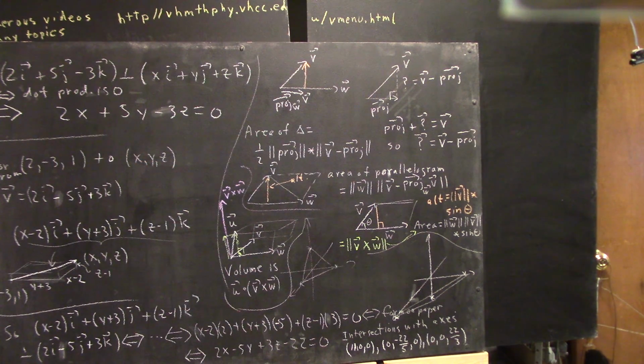Now all we have to do is say, okay, well, if the vector from here to here is perpendicular to this, well, this being the vector from here to here, the dot product of this with this should be 0. So we write out what the dot product is.